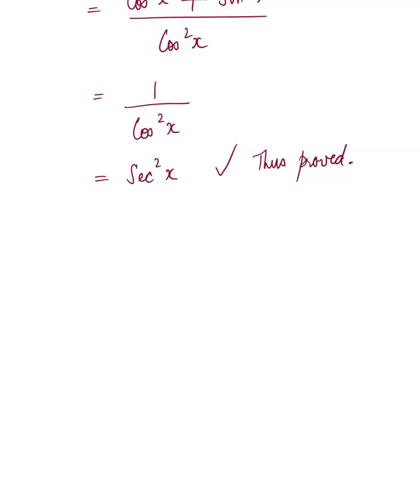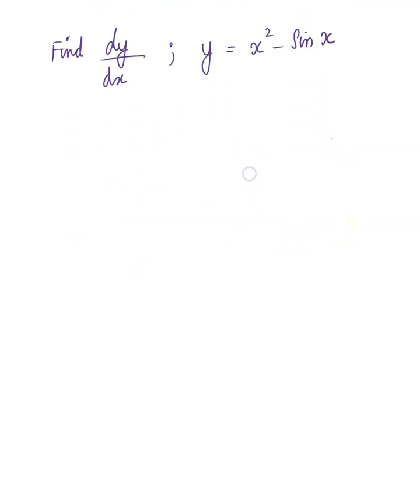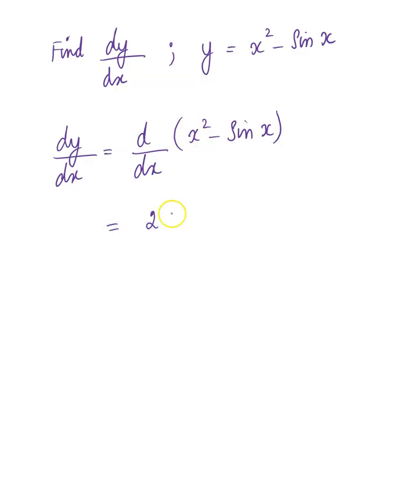So now I'm going to move on to some examples. Find dy over dx where y is x squared minus sine x. As always, write out what you are asked to find, and then replace your y by x squared minus sine x. Then take the derivatives individually. The derivative of x squared is 2x minus the derivative of sine x, which is cosine x. So that's it. We found it right away to be this. That's the derivative.